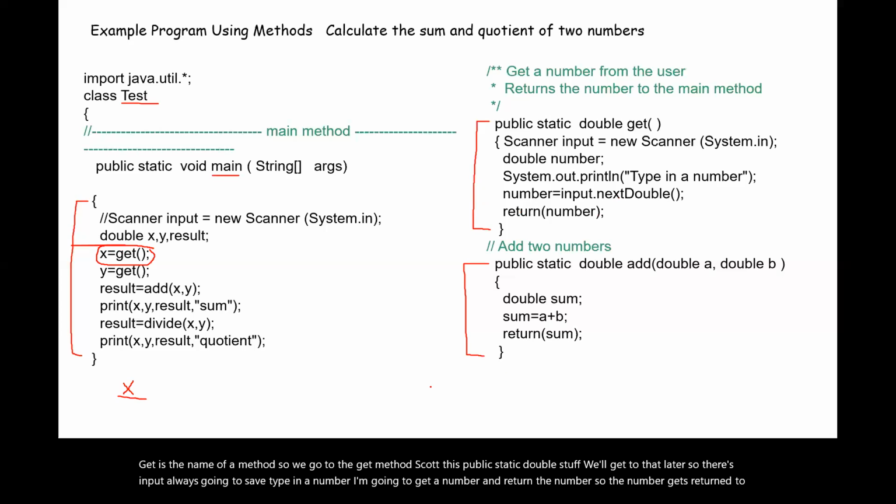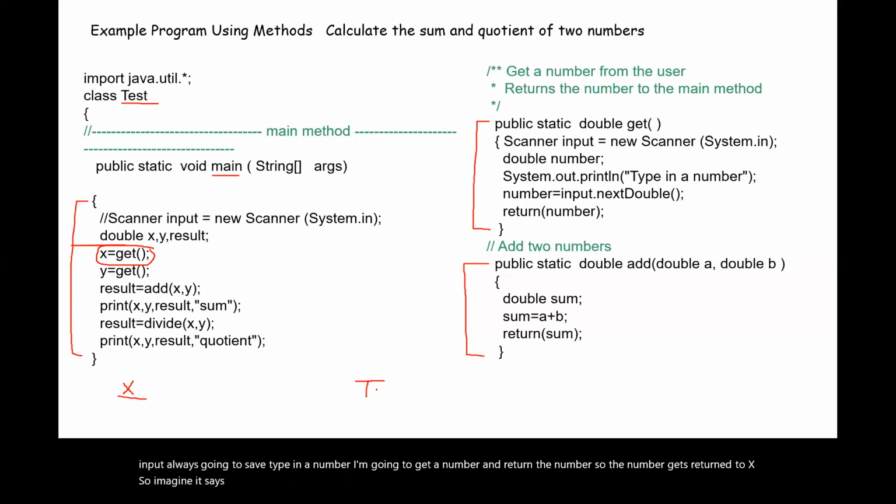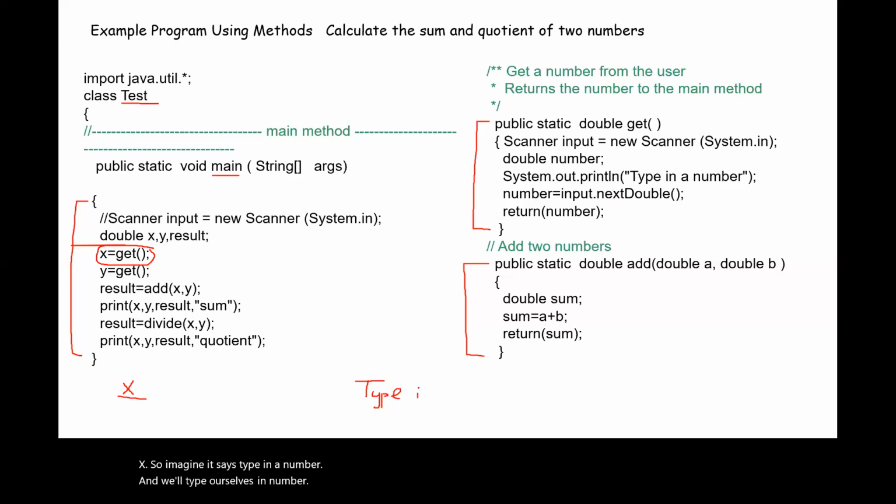So imagine it says type in a number, and we'll type ourselves a number. I don't know, maybe we'll use the number 5. And when we type that in, that number goes into x. All right, so x gets what's returned from the get function.